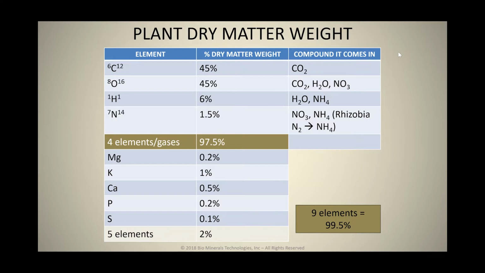Hydrogen is 6%. Again, you get it from rain and you get it from ammonium. Plants take up nitrogen, 1%. It can come from a nitrate, can come from ammonium. So the rhizobium that you have for your legumes, whether it's alfalfa, a pea, lentils, soybeans, the biology is able to take nitrogen gas out of the air and fix it into ammonium for plants.